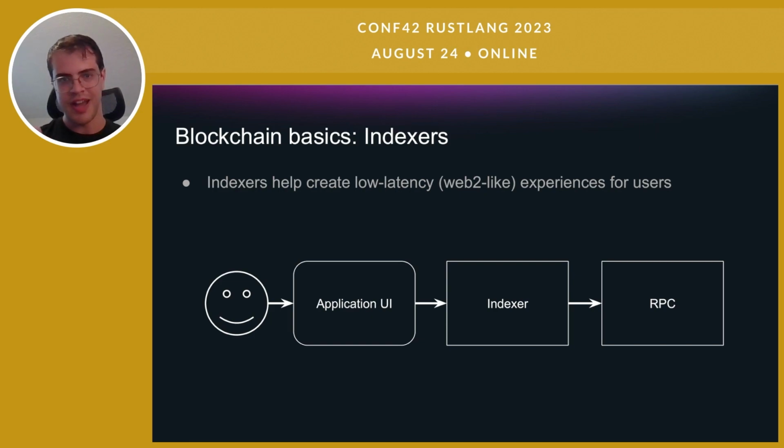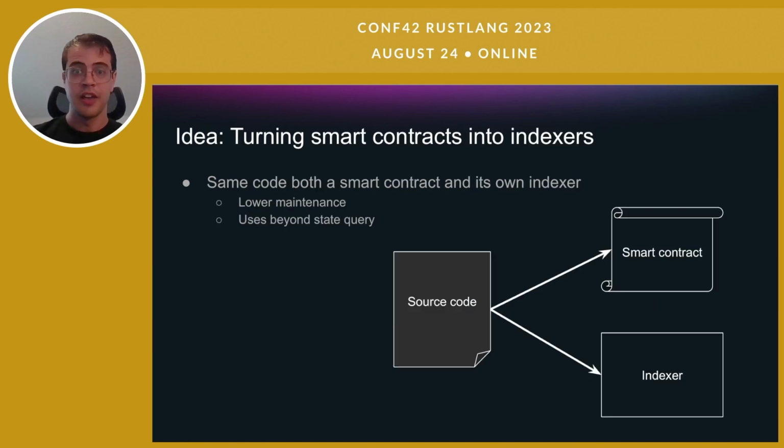Therefore, smart contracts and their indexers are always related to one another. So an idea we might have is to have a single source code, a single code base that contributes both to our smart contract and our indexer, again, because they're so closely related to one another. This would be great since it would mean less maintenance. There's just less code overall to maintain.